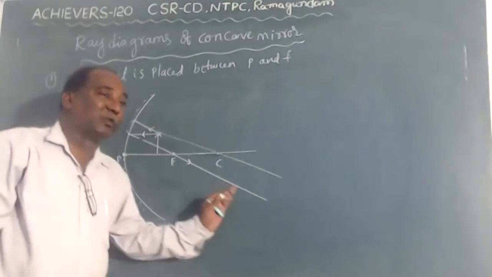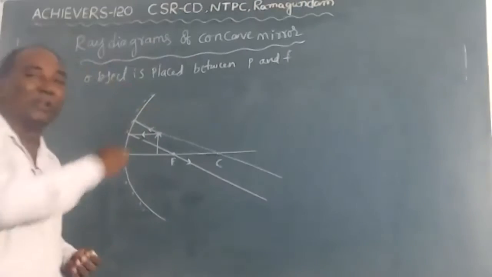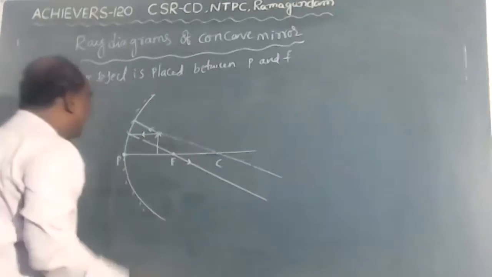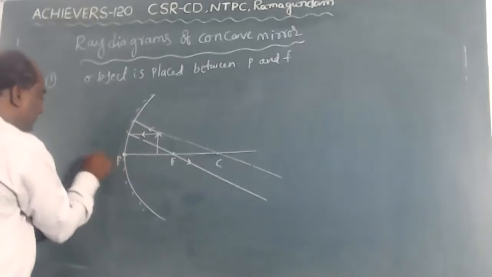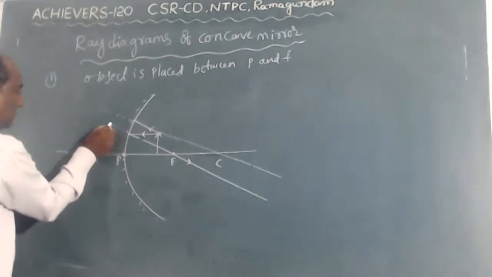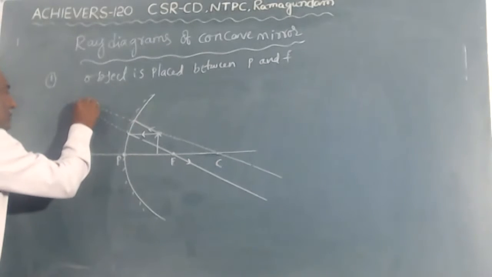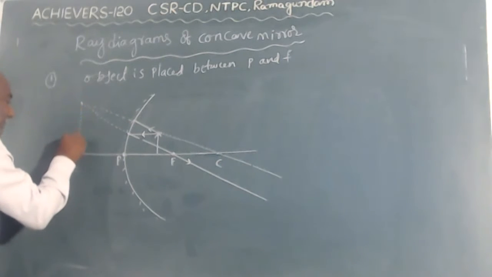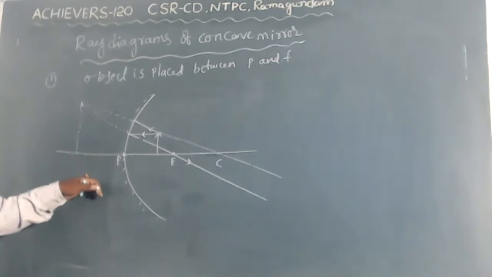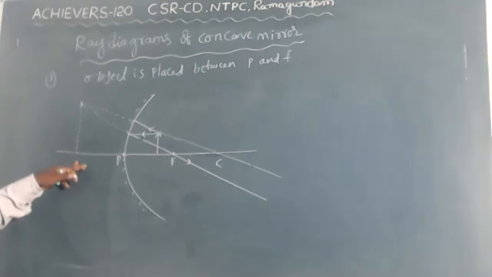Because a real image forms where the two reflected rays intersect. At that point, the image will form, children. Here, the two reflected rays are not intersecting. So now we have to extend the rays backward behind the mirror. Where these two rays intersect, this point is the image point. Now this image we have to call a virtual image. The image does not come on a screen. It is called a virtual image.